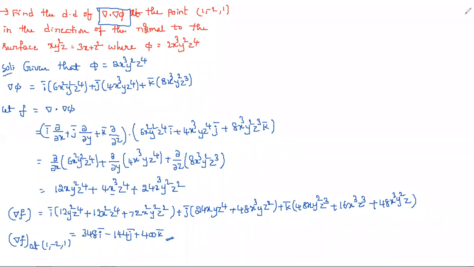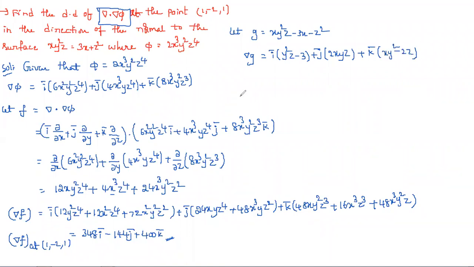Coming to the second part. Now what do we need to choose? Let g be another surface they give, right? Let g be equal to xy squared z minus 3x minus z square. Now you need to find del g. So del g is equal to i into dou by dou x of this whole thing, so y squared z minus 3, plus j into with respect to y means 2xyz, and there is no y coefficient, this is the only term, plus k into dou by dou z of this one, xy square minus 2z. So this is del g.